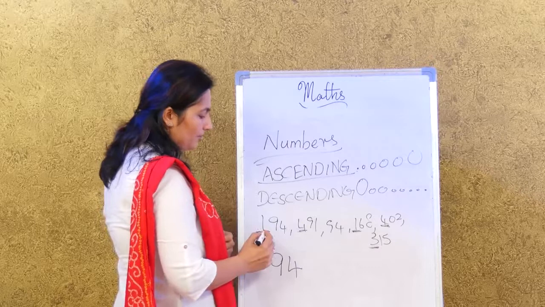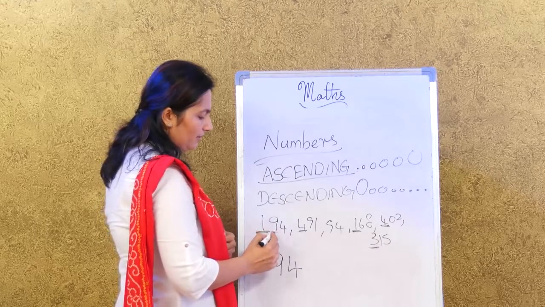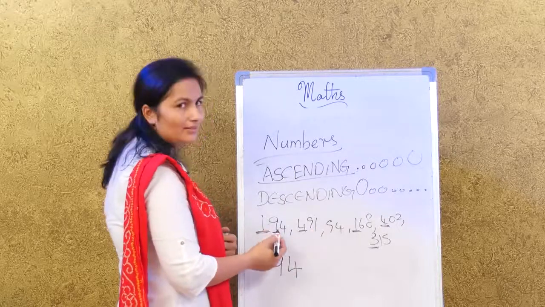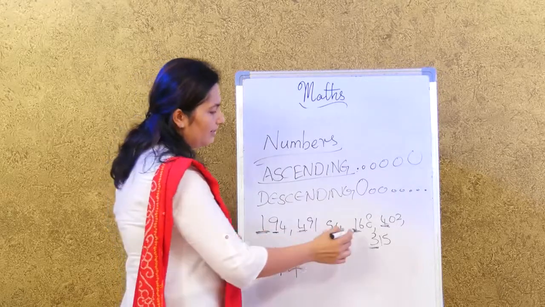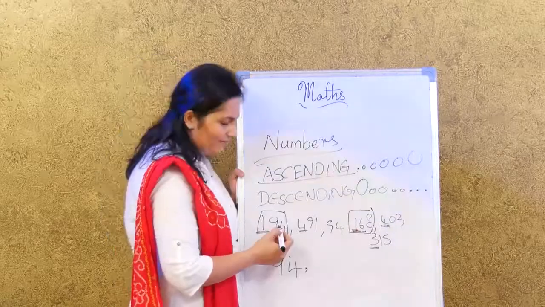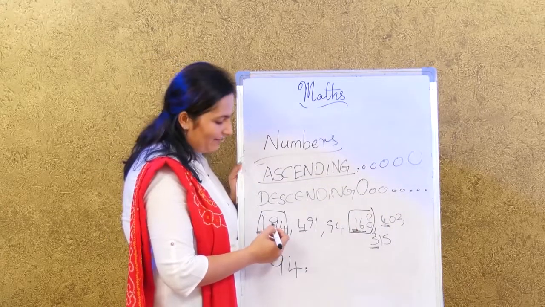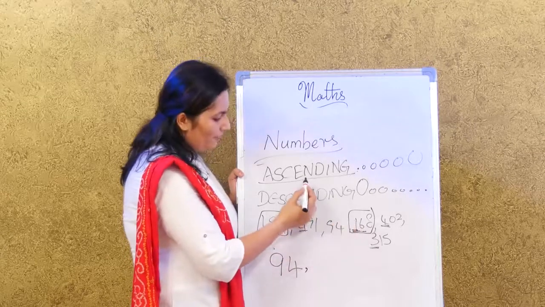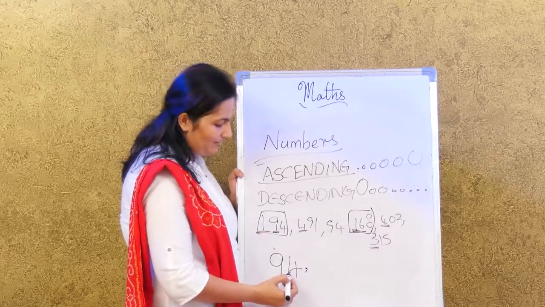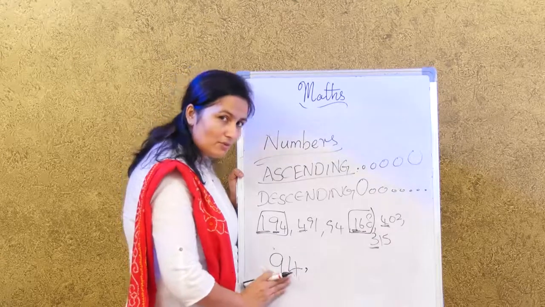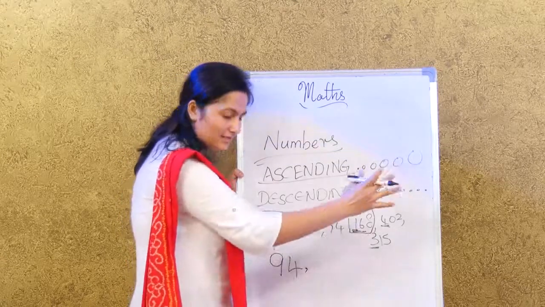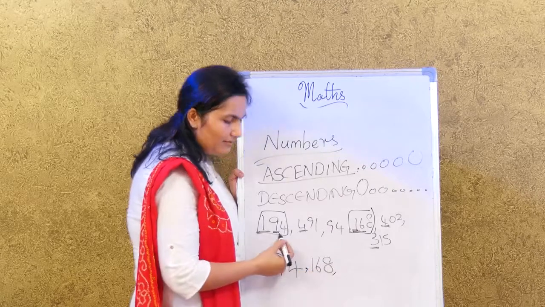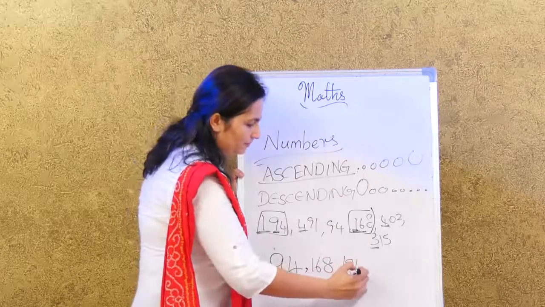So, which one is greater? Let us move, 1 and 1 are the same. So, let us move on to the tens. Here it is 9, here it is 6. We got the answer. 194 is bigger than 168. So, we come back to our question. We are going from smallest to biggest. So, the next smallest number is 168. Then we know it is 194.